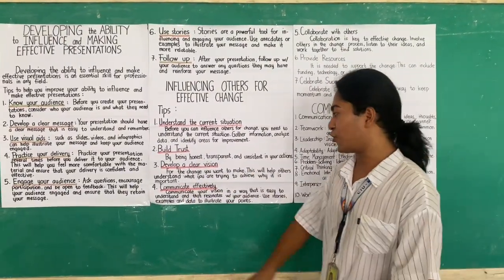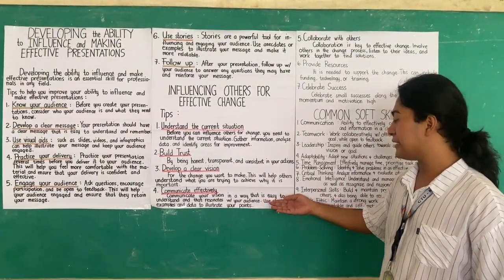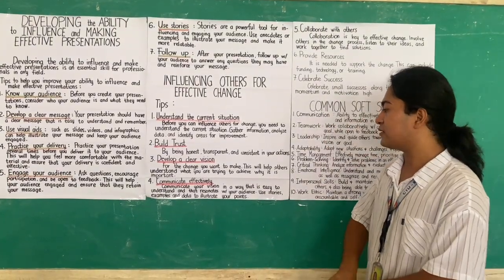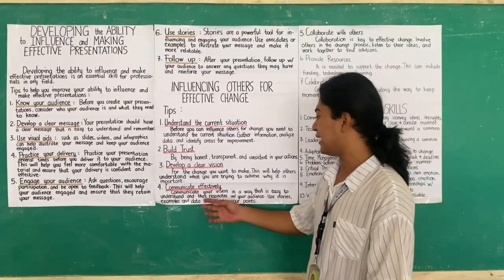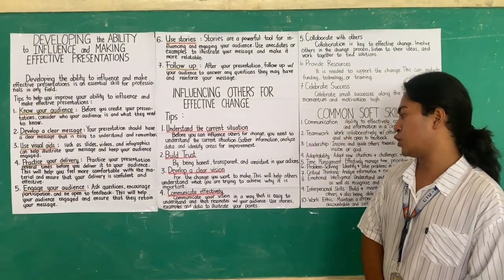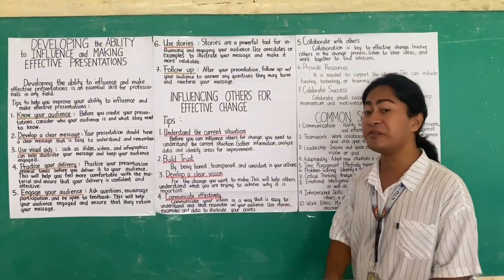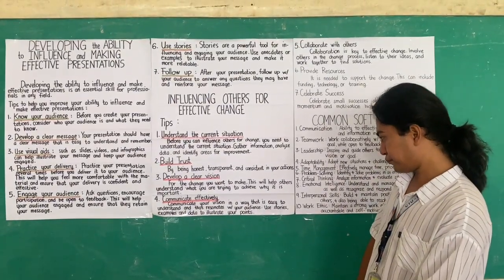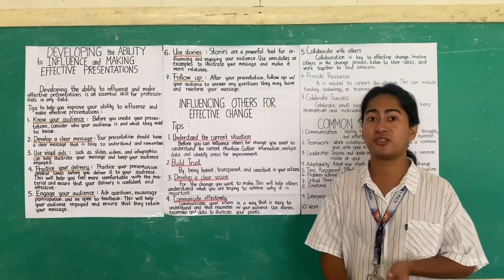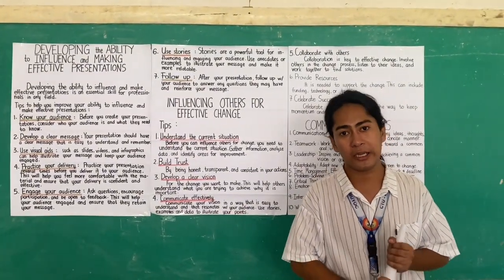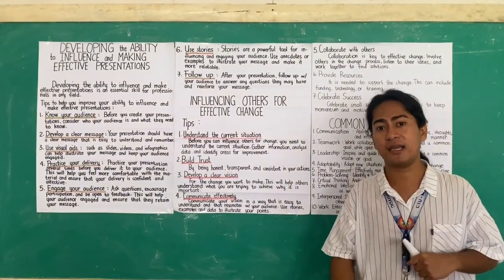So we are going to part 4, communicate effectively. Communicate your vision in a way that is easy to understand and that resonates with your audience. Use stories, examples, and data to illustrate your point. So, communicate effectively. You should also use stories and examples, for example your real life story, and something like that.